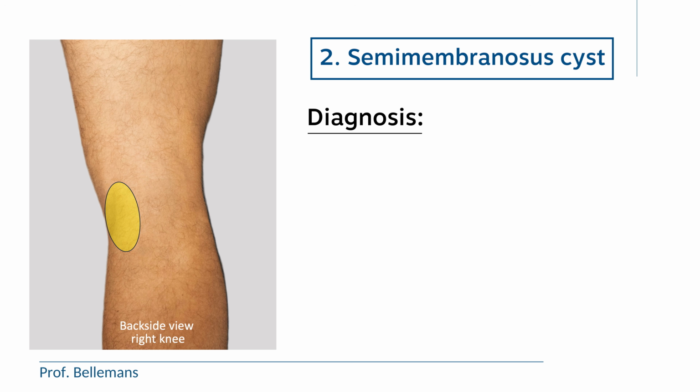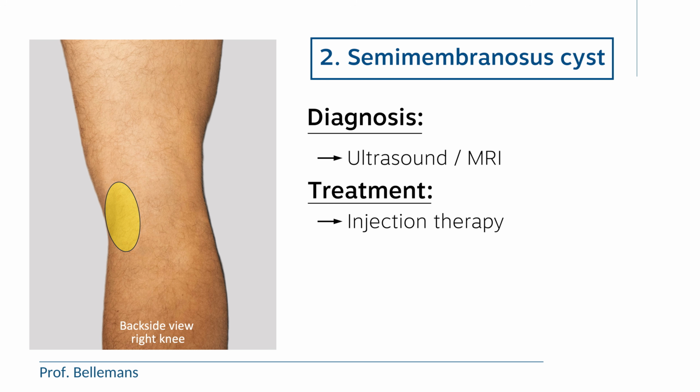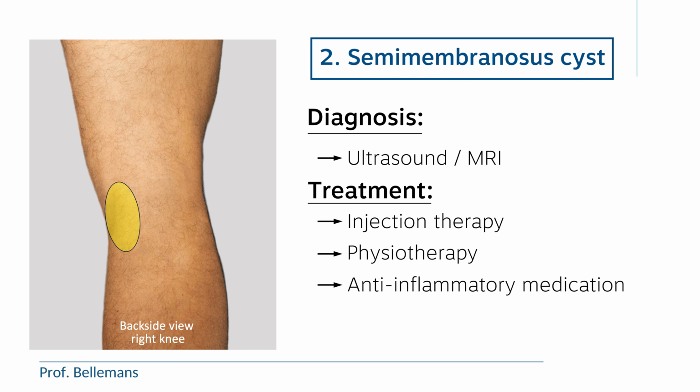The diagnosis also here is made by ultrasound, or even more accurately, by MRI. For the treatment, injection therapy, physiotherapy, and temporary anti-inflammatory medication can be sufficient for smaller cysts. But if the cyst is larger and causes a lot of discomfort or pain, surgical excision of the cyst is the only option.